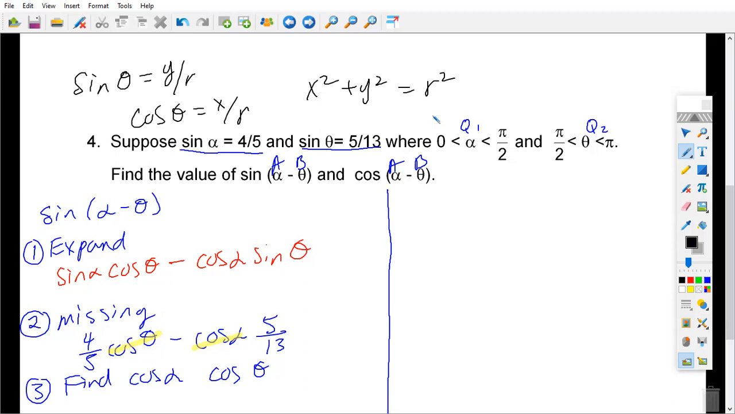So don't we need the second one? No, we have our sine theta. Our sine alpha here is 4/5, right?